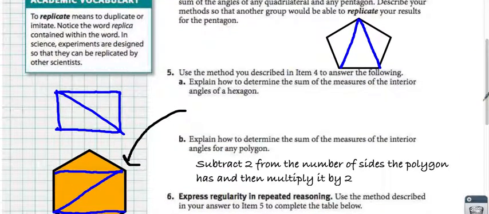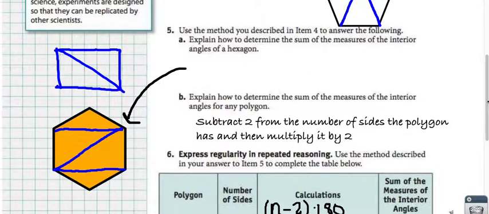And then for the next one, a hexagon, you can see here that I have drawn in a hexagon. Again, we're drawing in auxiliary lines that do not intersect. I've drawn in 3, and so you can see we have 1, 2, 3, 4 triangles this time. So if I take 180 times 4, that tells us that the sum of the interior angles of a hexagon would be 720.